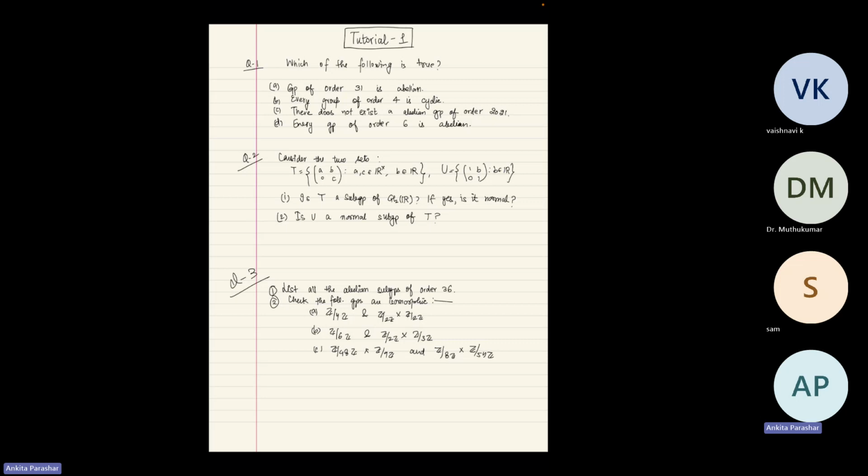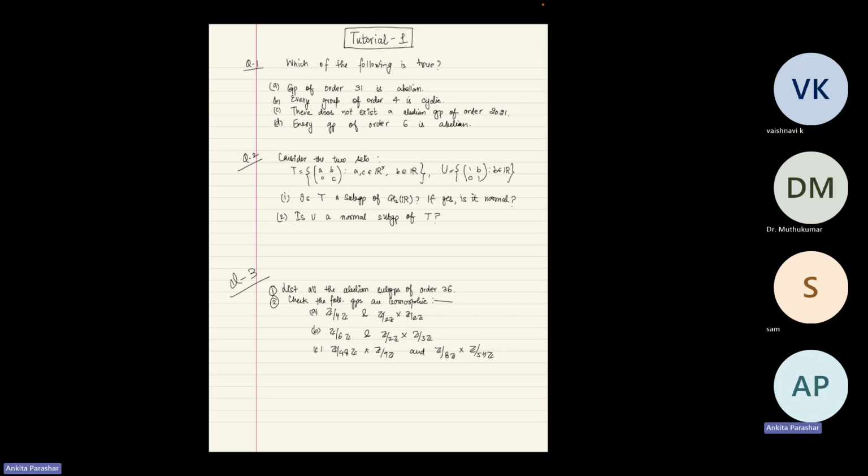What about part D? S3 is non-abelian. Yes, this is the first non-abelian group that we have. So therefore there exists an order 6 group which is non-abelian. So that is also false. So among these statements only part A is true. That's correct. Okay, so question 1, I guess it's clear, right, to all of you? Yeah.